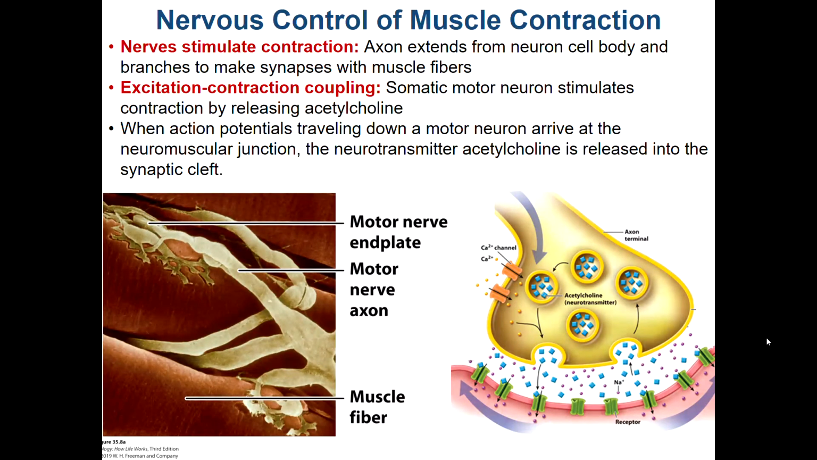When action potentials traveling down a motor neuron arrive at the neuromuscular junction, which is the location, if we look at this picture, between where the neuron is and our muscle cells, the neurotransmitter acetylcholine is released into the synaptic cleft. So we learned last time that in order for this acetylcholine neurotransmitter to be released, it must be stimulated by calcium ions. These calcium ions then cause acetylcholine to be released, and this acetylcholine then stimulates the muscle to contract.